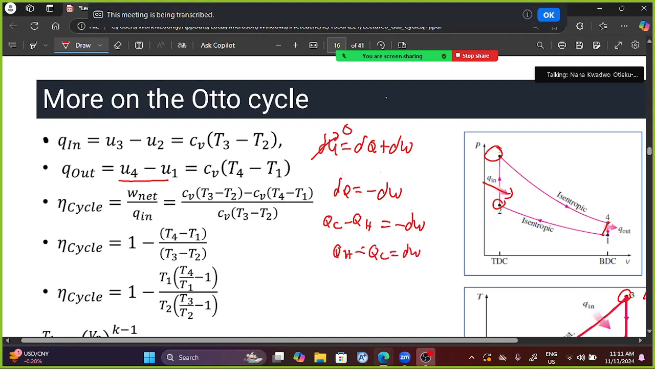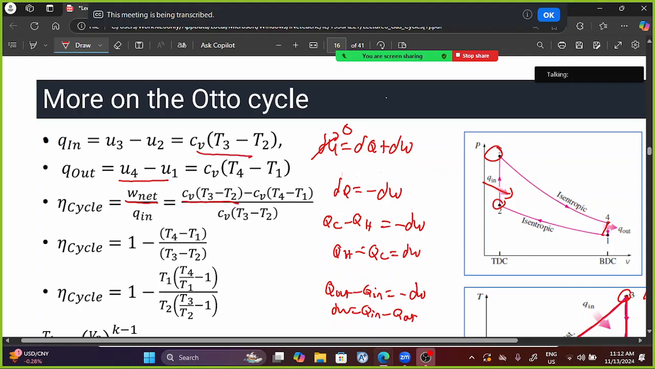So we saw something like this from the thermodynamic cycles we did previously, right? So let me, instead of qc and qh, rather use q out minus q in to be equal to minus dw. So that dw becomes q in minus q out. I think this is better, right? So when we do this, we'll get the expression for the W net, and you can see that it is Q in minus Q out, which is Q in Cv (T3 minus T2) minus Q out Cv (T4 minus T1), divided by Q in, right?